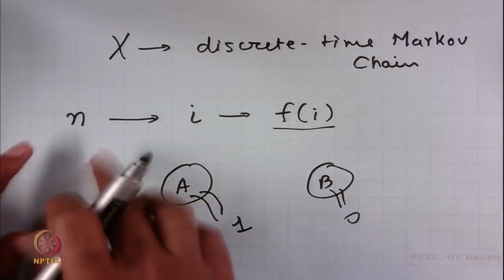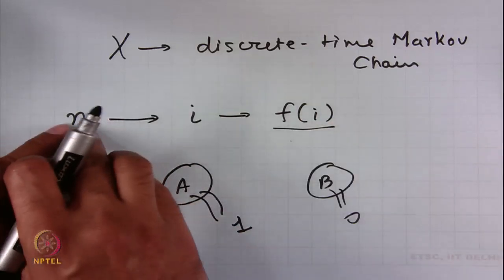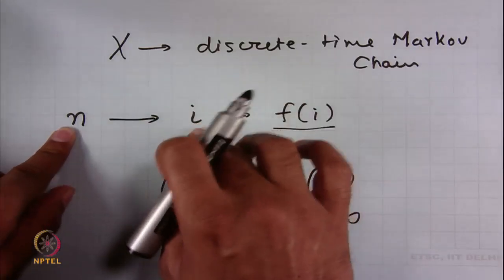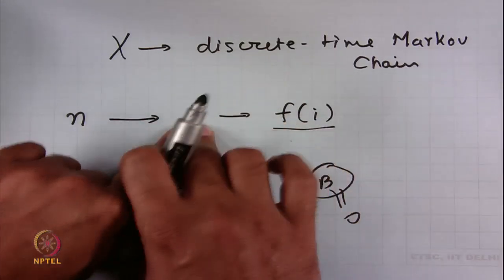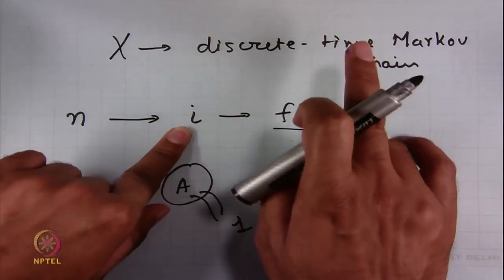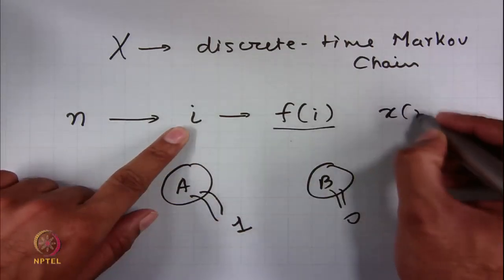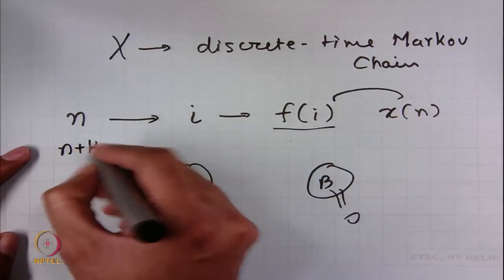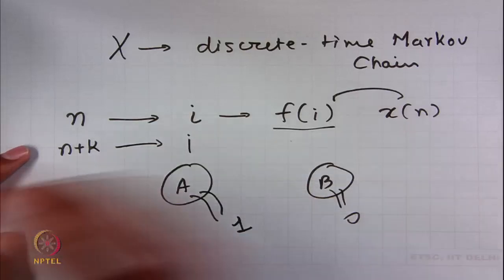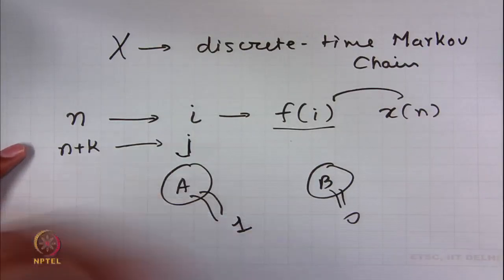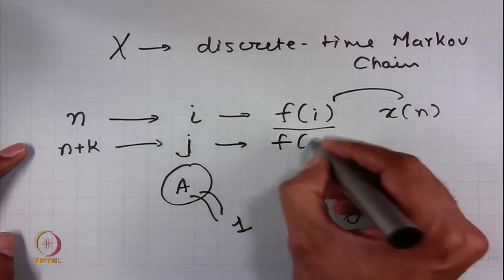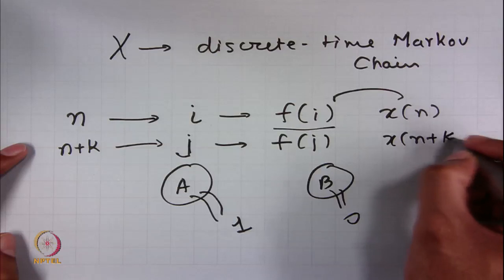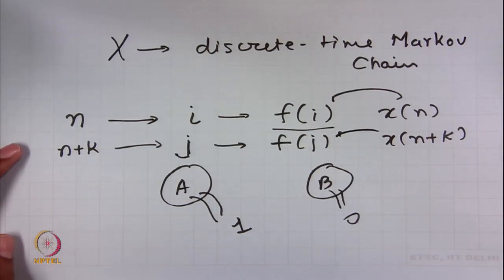So, let me repeat. I am looking at this Markov chain at the nth time instance, and I see that it is in the state I, and if it is in the state I, it takes a numerical value f of I. So, x of n is in fact f of I. I look at n plus k, I assume that it is in the state j, and when it is in the state j, it takes a numerical value f of j. So, x of n plus k is nothing but f of j, right.